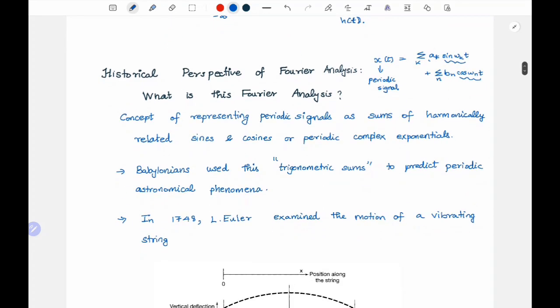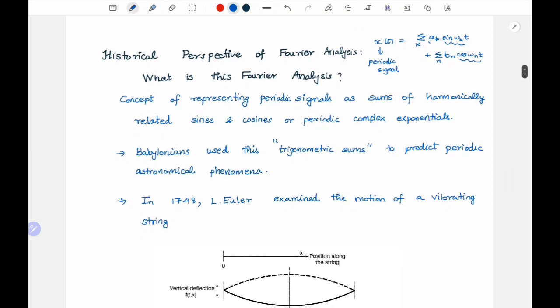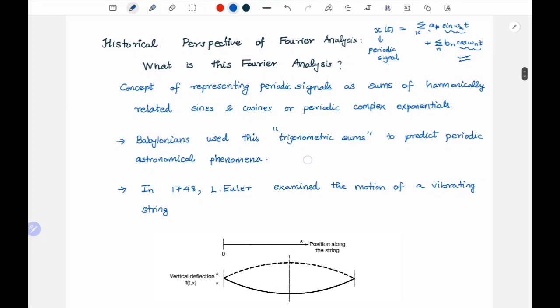Okay? So before going into all this analysis, we'll just see the historical perspective, how this Fourier analysis evolved. So that will serve as a motivating factor to actually learn this concept very well. So we already saw what is Fourier analysis, what is the main idea, and we'll see how it has evolved. So in the Babylonians' time itself, they have used the trigonometric sums like this to predict periodic astronomical phenomena. How great it is, right? So they have predicted the motion of stars, other planets and the solar systems, moon, everything based on this idea.